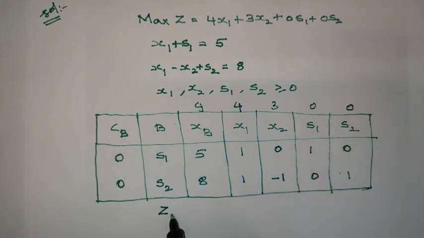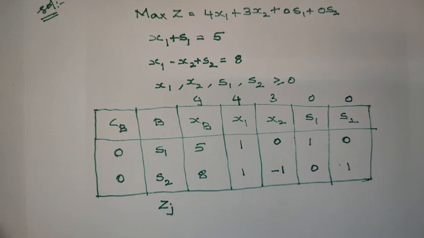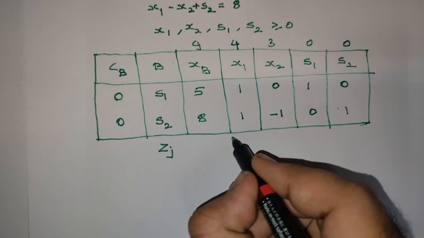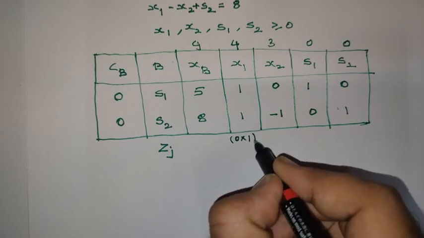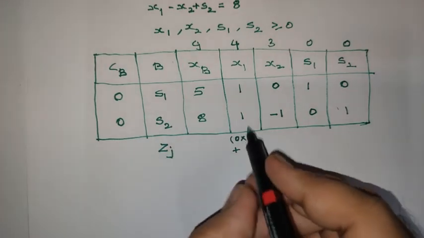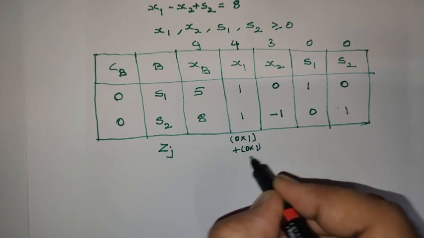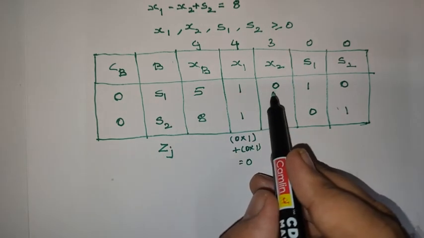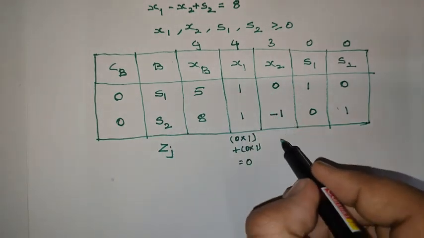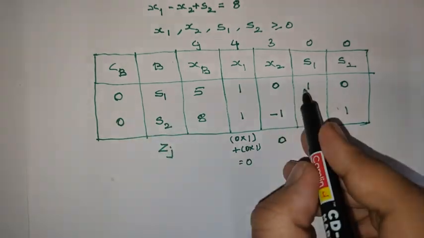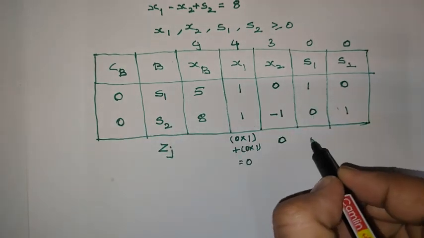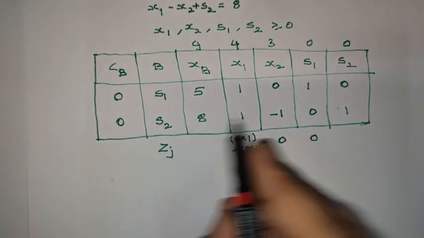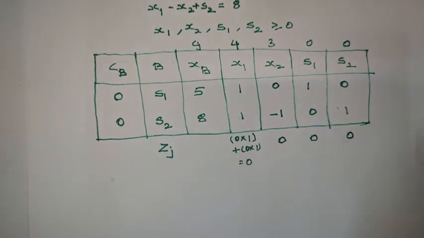Then calculate the value of Zj. So Zj value equals 0 into 1 plus 0 into 1, so the value is 0. Next, similarly 0 into 0 plus 0 into minus 1, 0. Next 0 into 1 plus 0 into 0, 0. Next 0 into 0 plus 0 into 1, 0.